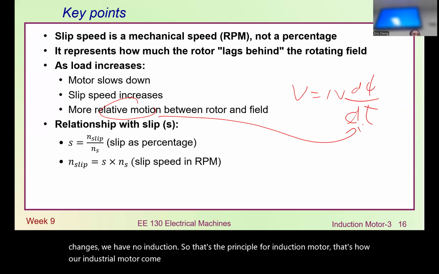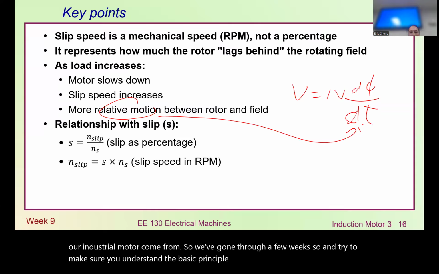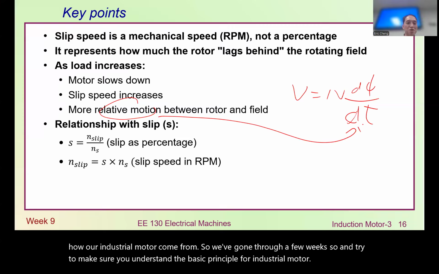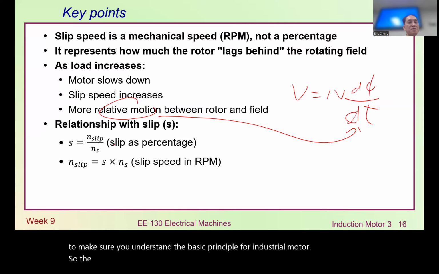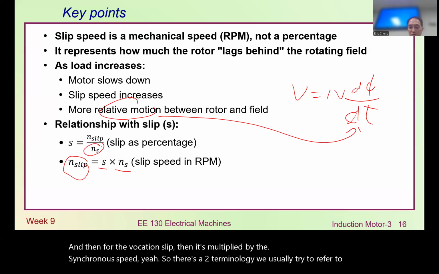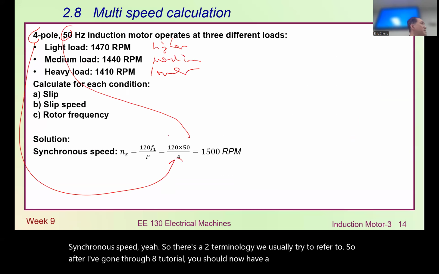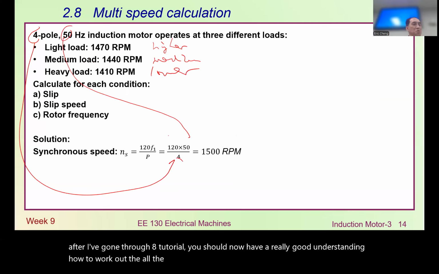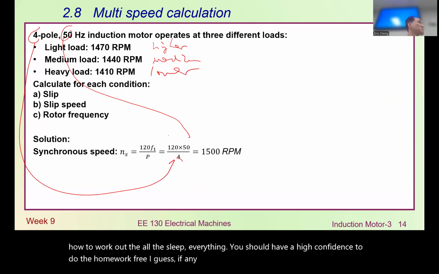So we've gone through a few weeks. Try to make sure you understand the basic principle for the induction motor. The slip can usually be represented as a ratio relative to the synchronous speed. And for the rotational slip, it is S multiplied by the synchronous speed. So those are the two terminologies we usually refer to. After you've gone through 8 tutorials, you should have a really good understanding of how to work out all the slip calculations. You should have high confidence to do the homework, I guess. If any problem, office hour Wednesday, come to see me.